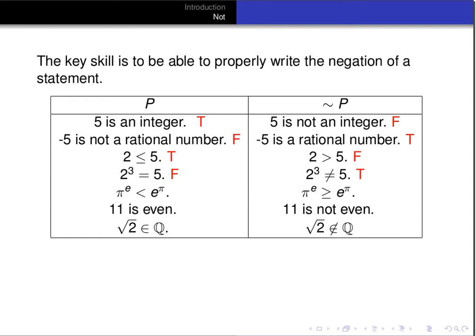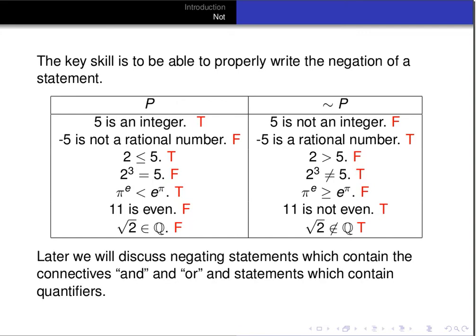We can negate the statement pi to the e is less than e to the pi by just writing pi to the e is greater than or equal to e to the pi. The negation of the statement 11 is even is the statement 11 is not even. And the negation of the statement square root of 2 is an element of the rationals is the statement that square root of 2 is not an element of the rationals. Later, we're going to discuss negating statements which contain the connectives and or, and also negating statements which contain quantifiers. But as a step along the way, you should get used to the idea of negating simple logical statements.